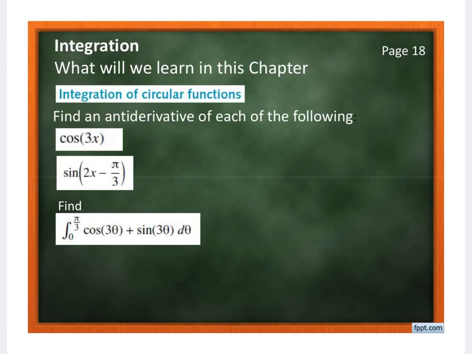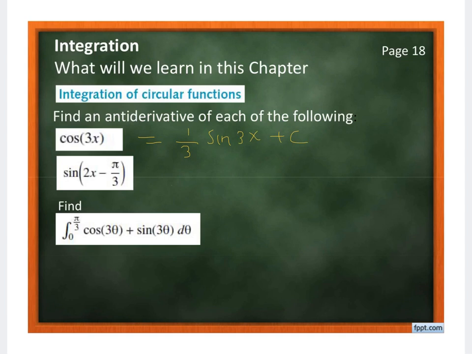Find the antiderivative of each of the following. Cos 3x. Remember the formula on page 17. So cos is still positive, 1 over k is 1 over 3, it becomes sine 3x plus c.